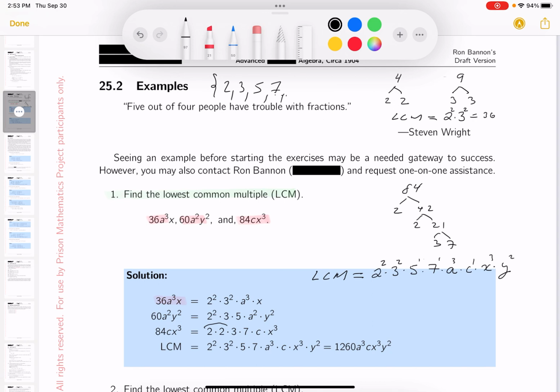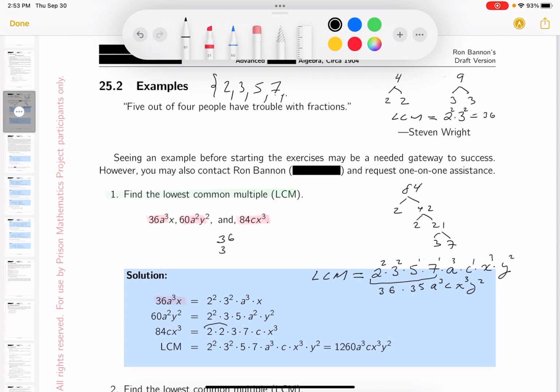And then 2. And again, I know this seems difficult, but I want to go through it with you. So 2 squared is 4. 3 squared is 9. 4 times 9 is 36. Let me write that down for you. 5 times 7 is 35. I'll do that later. A cubed, C, X cubed, Y squared. Let me go through the multiplication. I'm going to do this on the side for you.